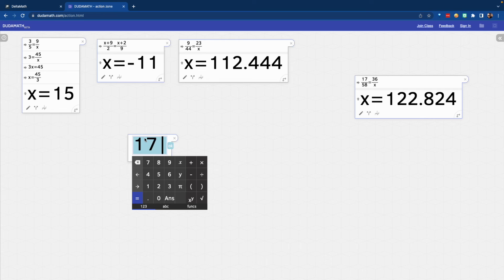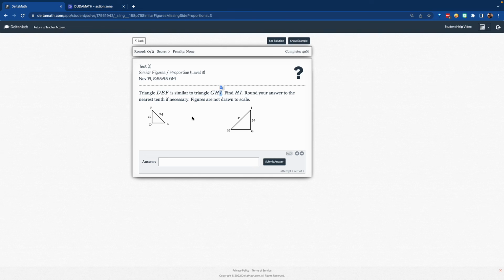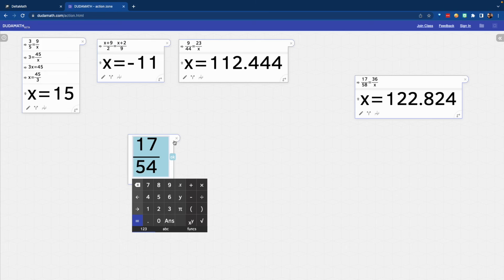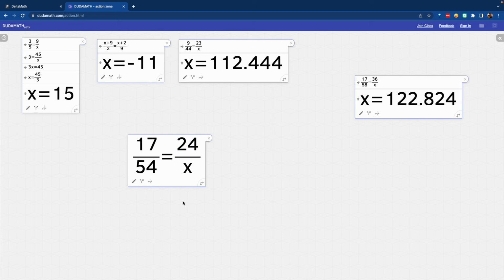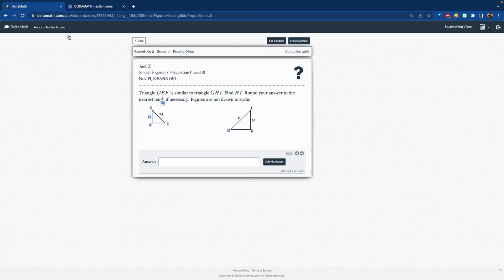So I'll do 17 divided by 54. And then that gives me 24 over x equals 24 over x. Let's edit that. And just like we've been doing, we're doing this cross multiplying and then dividing. And we get x is 76.2.